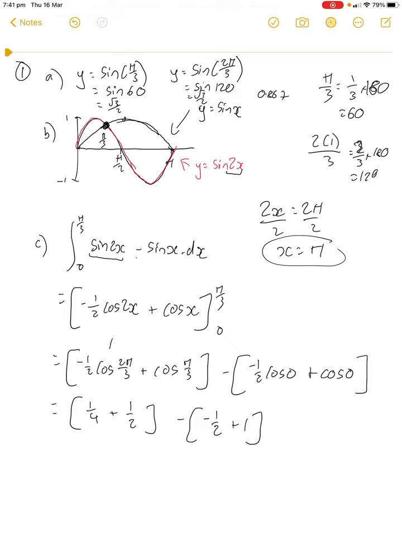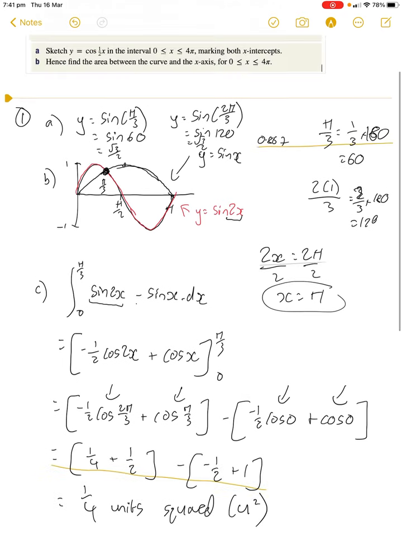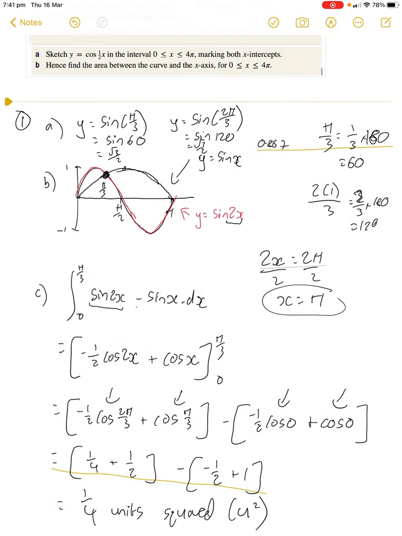If you want to find out what those are, simply type this into your calculator. I already did it to make things a little bit easier for me. And that gives me my area, which is 1 over 4 units squared, which is sometimes stylized as u squared for some strange reason that isn't totally known.